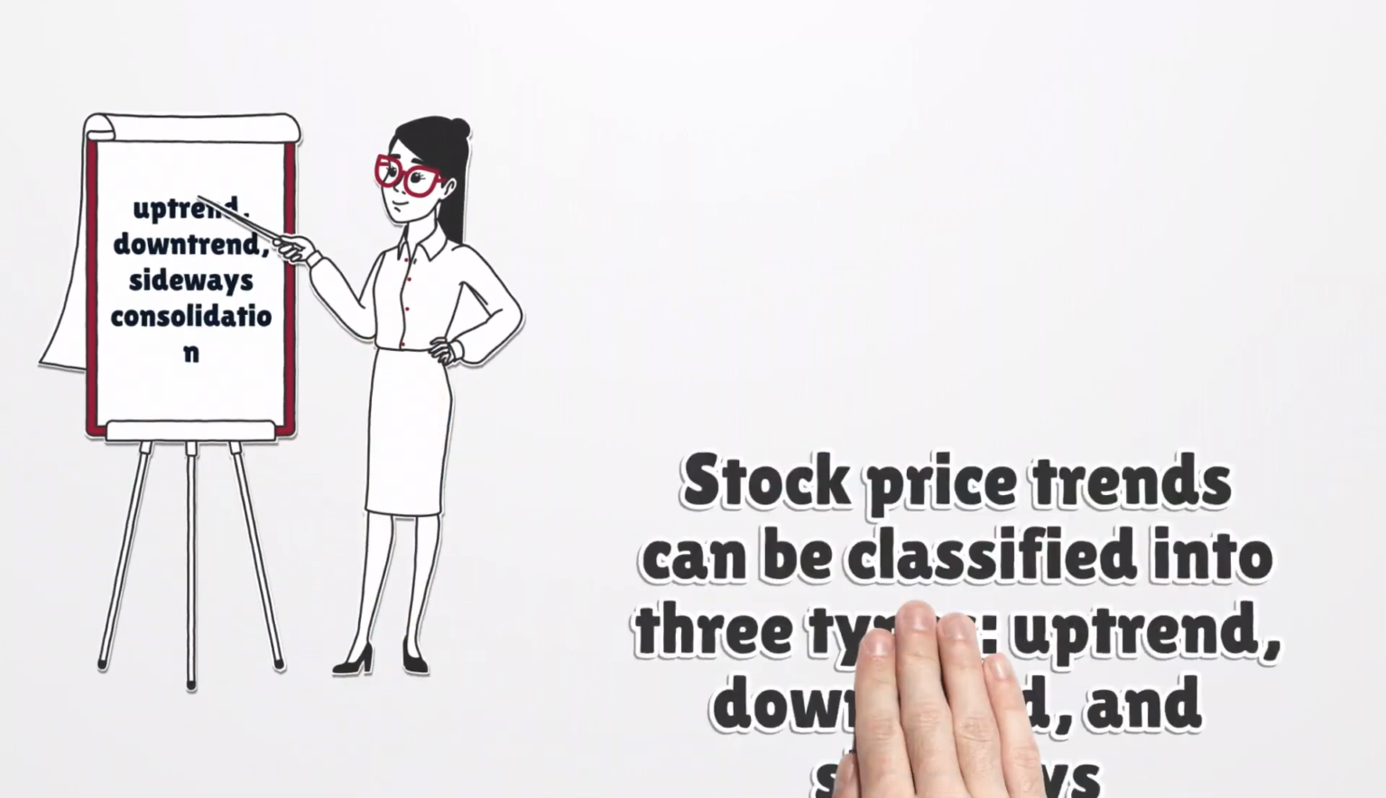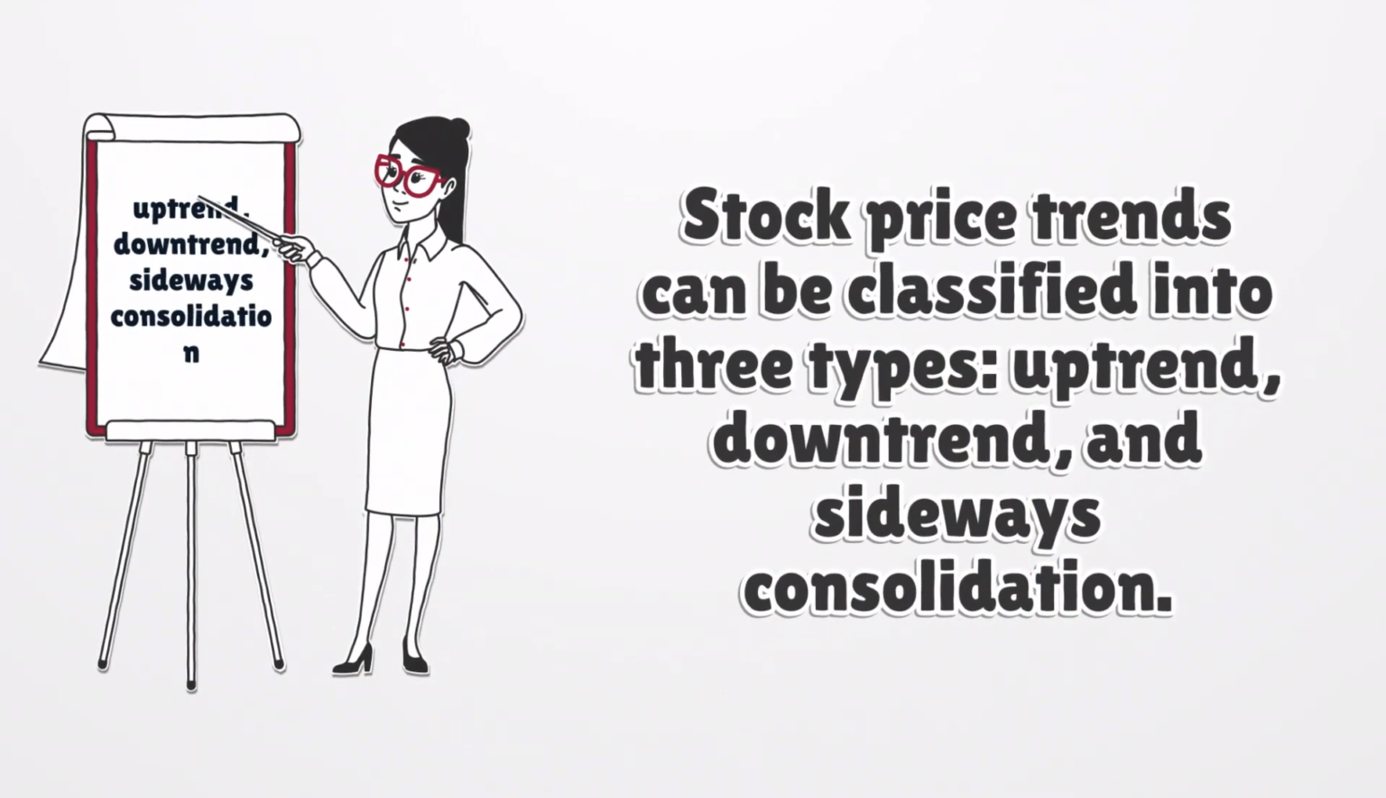Stock price trends can be classified into three types: uptrend, downtrend, and sideways consolidation. Each of the 23 patterns we'll cover falls into one of these categories. Recognizing these trend types is crucial for understanding the stock's future price movements.